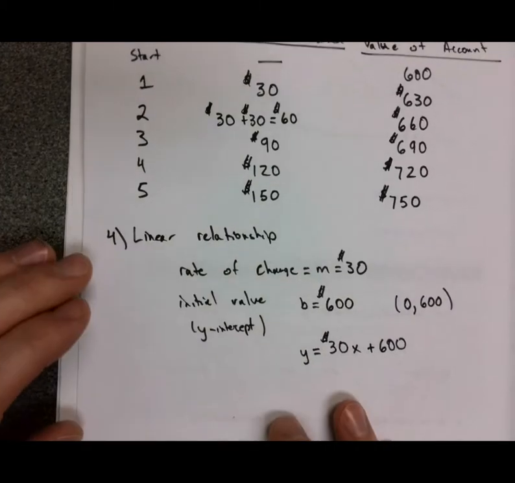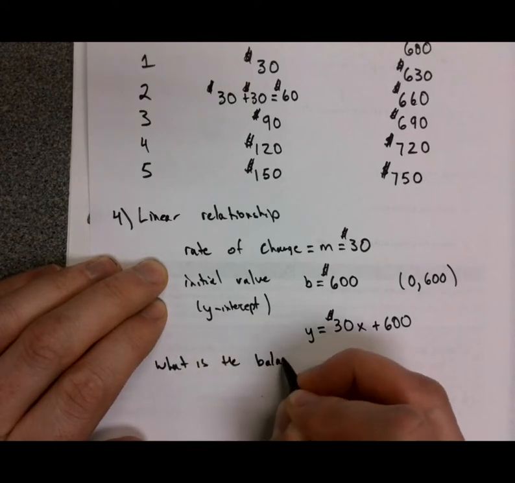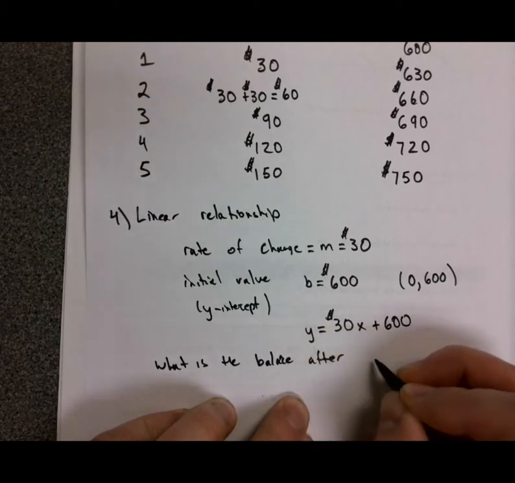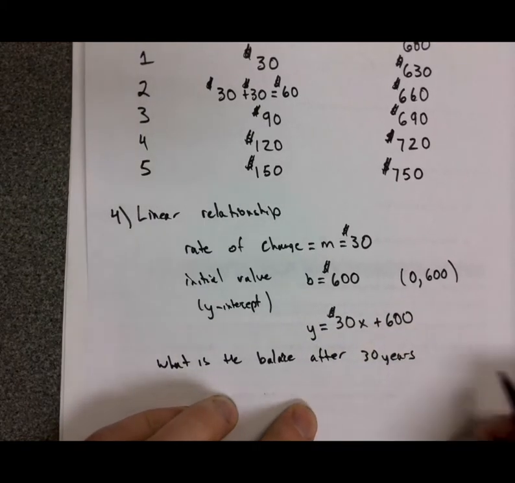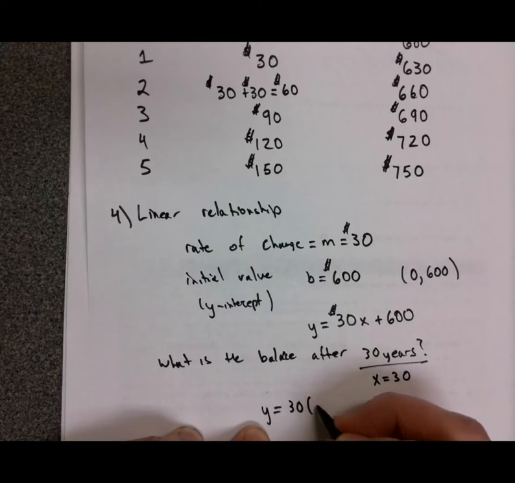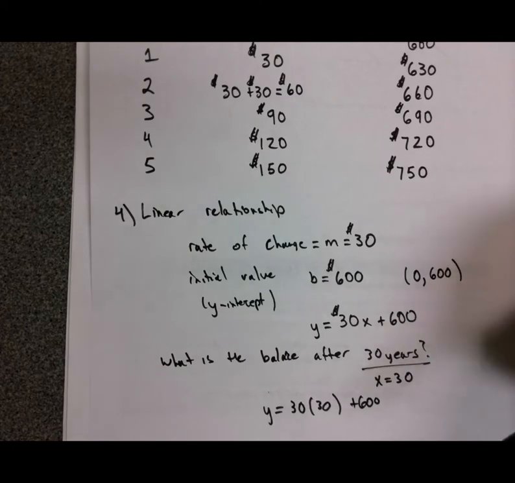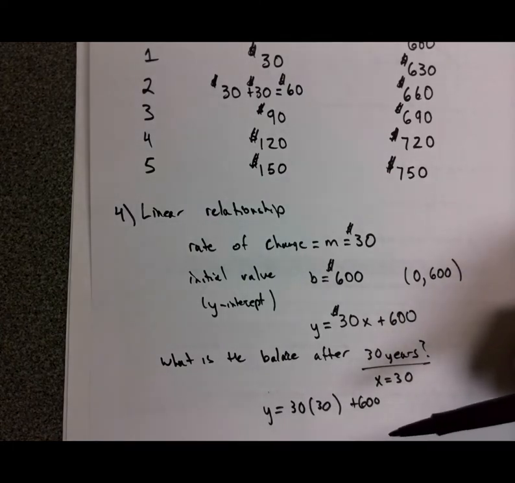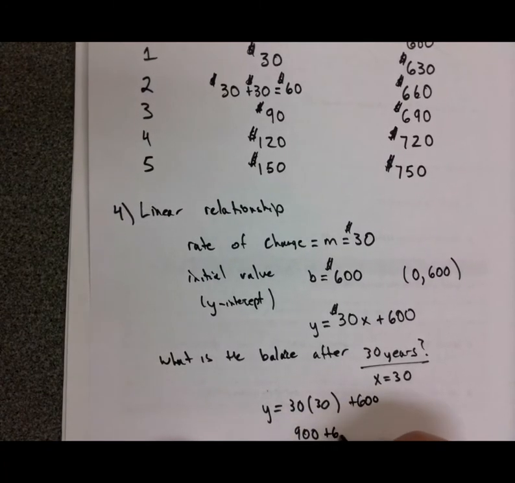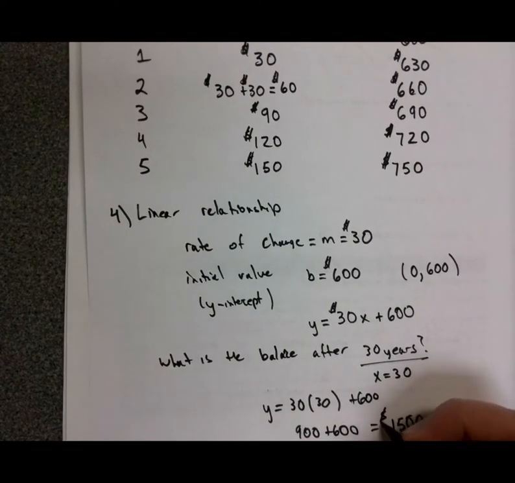So for example, if we said, what's the balance after, why not 30 years? We would simply note, hey, this is x equals 30. Plug that into our equation, and we'll get the account balance. We won't have to go through this whole table. We can just say we're going to get 30 payments of $30 added to our $600. And this is, let's see, 30 times 30 is 900 plus our 600. And voila, after 30 years, our account balance would be a solid $1,500.